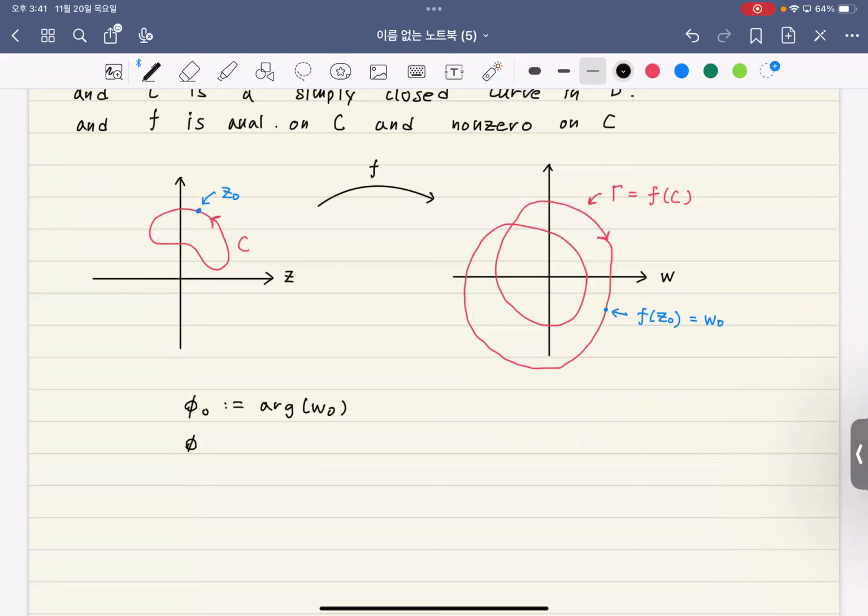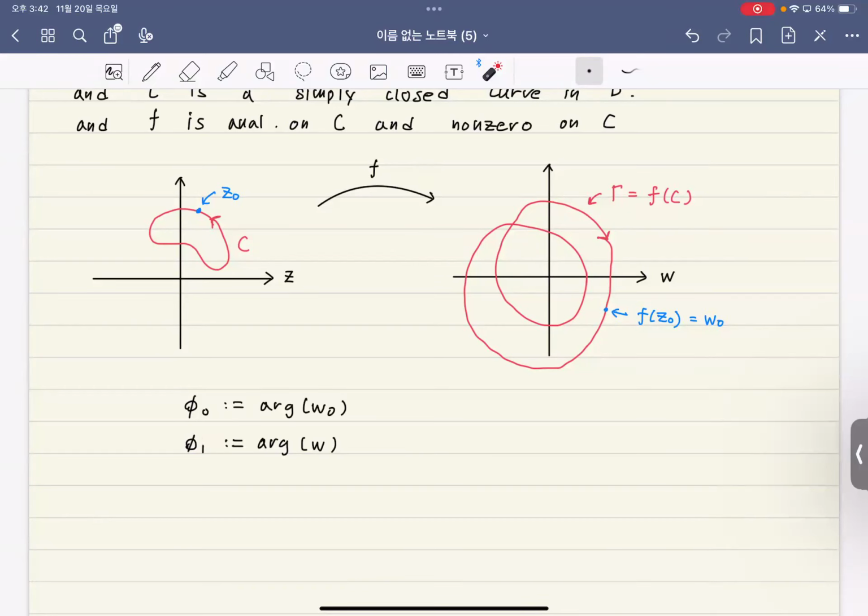So W1 is the argument of W. Yes, this notation is somehow misleading, but you know what I mean by this. Even though this W0 and W mean the same point, the argument may be different, because the argument should increase or decrease. And the difference of this number and that number should always be some integer multiple of 2 times pi. Okay.